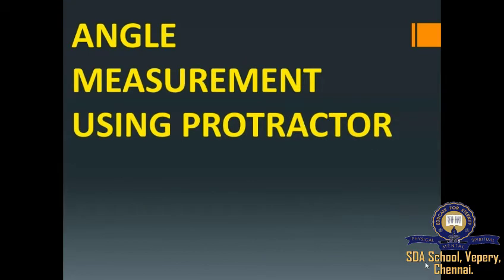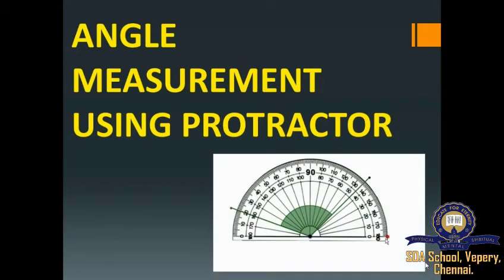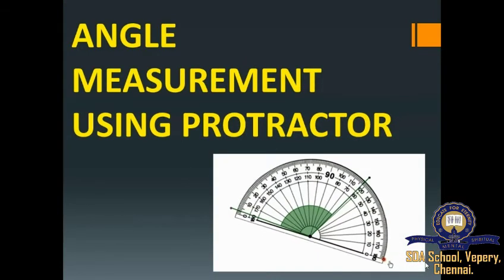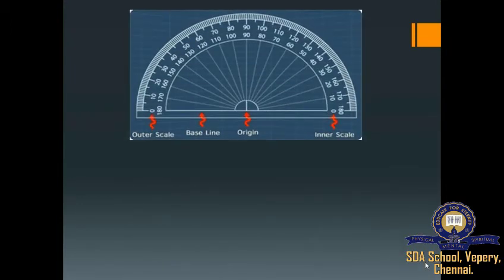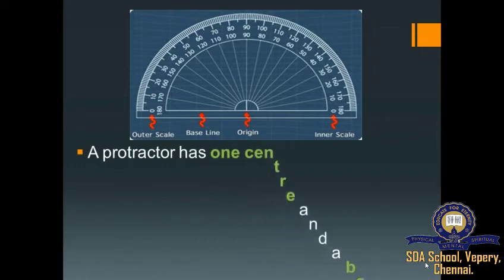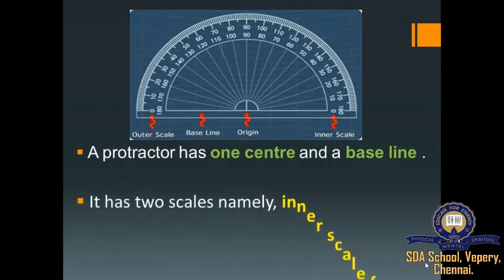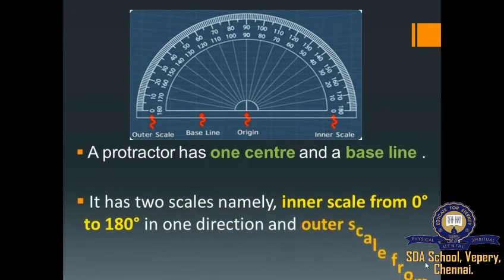So now we'll move on to angle measurement using a protractor. This is the image of a protractor. You can see that there are four parts: the origin, the baseline, the inner scale and the outer scale. A protractor has one center and one baseline. A protractor has two scales, namely the inner scale and the outer scale.